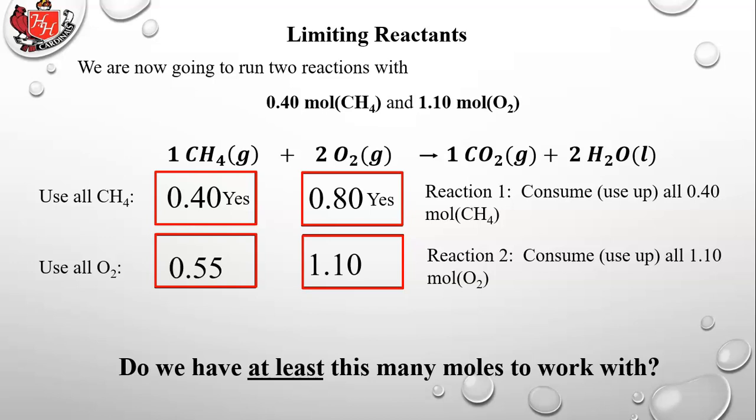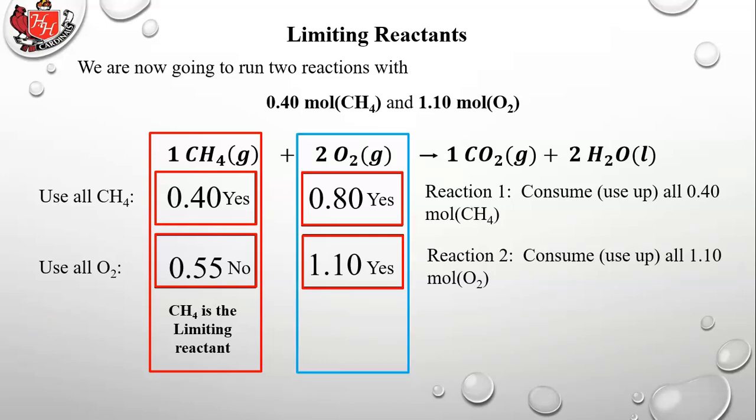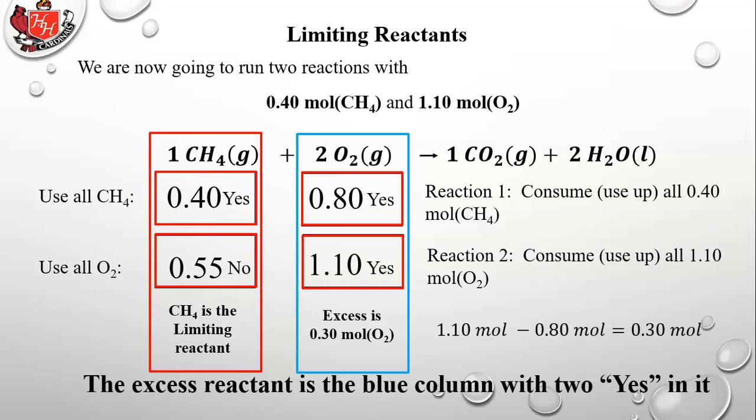Now let's go down below. 1.1 moles of O2. Yes, we have exactly 1.1 moles of O2, so we have at least that many or more. Now we go over to the box under CH4. Do we have at least 0.55 moles of CH4? What do you think? The answer is no. We only have 0.40 moles of CH4, so we do not have 0.55 moles. We do not have enough CH4 to burn all of the O2 that we were given. So the column with the no in it is the limiting reactant. Okay, and the column with the 2 yeses in it is going to be the excess reactant, and that's the O2. So O2 is the excess reactant.